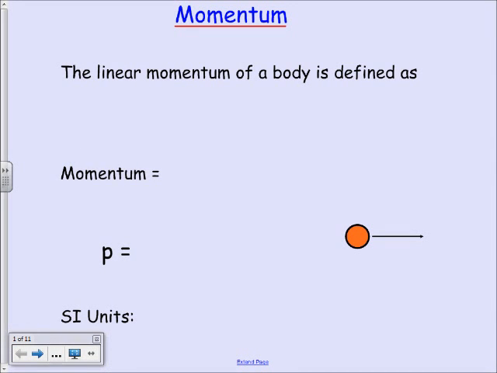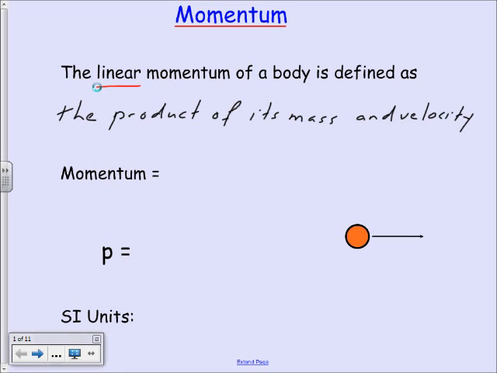Before we introduce Newton's laws of motion, we want to define a quantity known as momentum. So we talk about the linear momentum, the momentum of a body which is traveling in a straight line. The linear momentum of a body is defined as the product of its mass and velocity. So therefore, momentum equals mass times velocity.